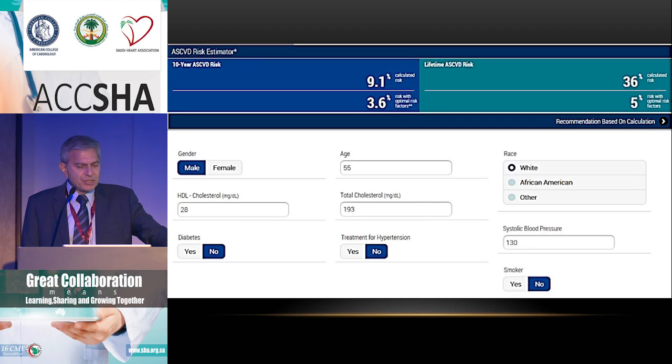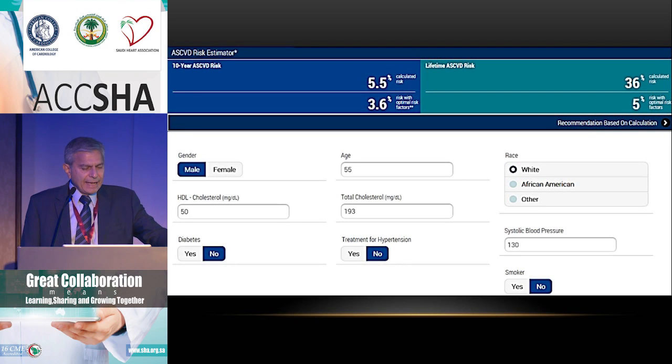who's 45, I changed the age to 55. So I left everything else the same. If he was not a smoker, not hypertensive, not diabetic, but with a low HDL and age 55, even though he's not a smoker, he gets to get treated. Now, let's say that I change the HDL to 50. So now I have a perfect picture patient with no smoking, no diabetes, no hypertension, 50 HDL, total cholesterol 193. So everything is fine, systolic blood pressure 130.